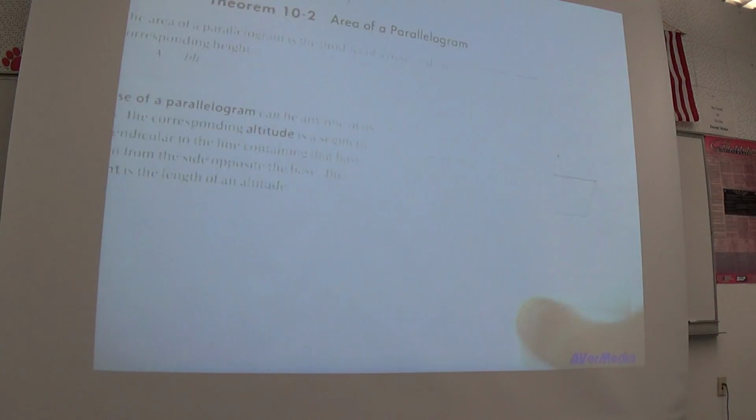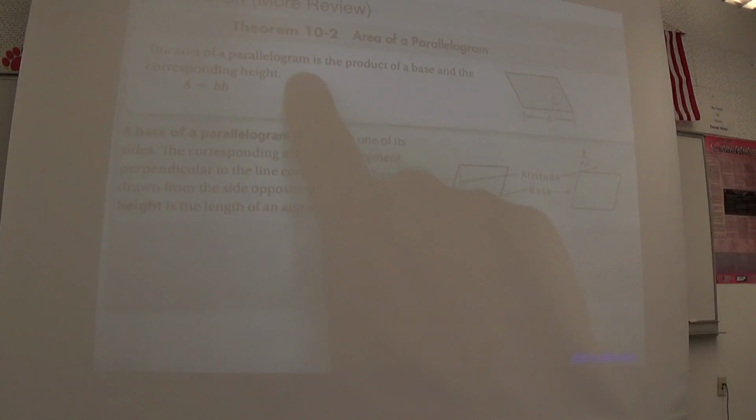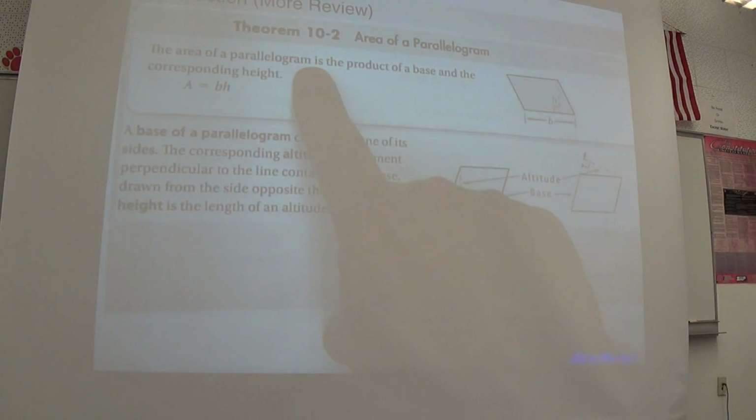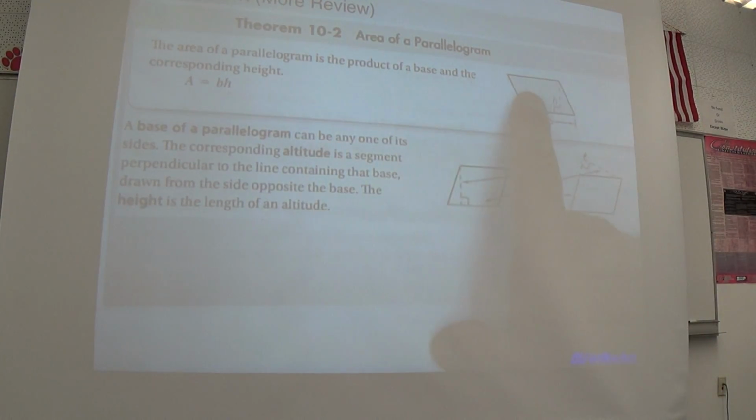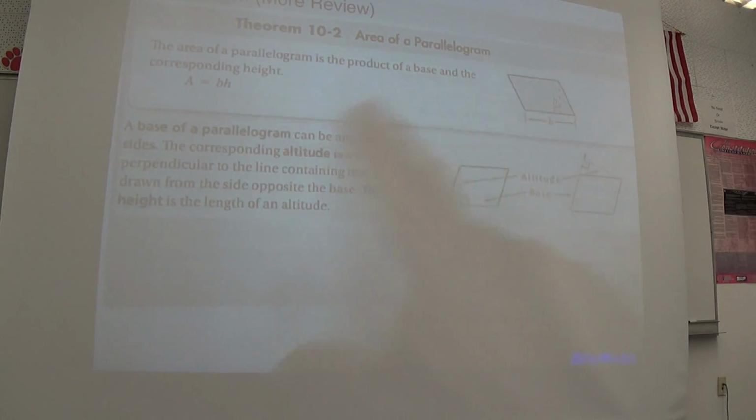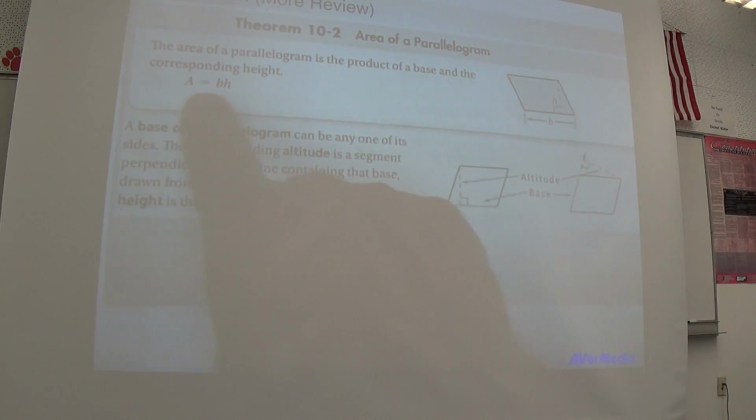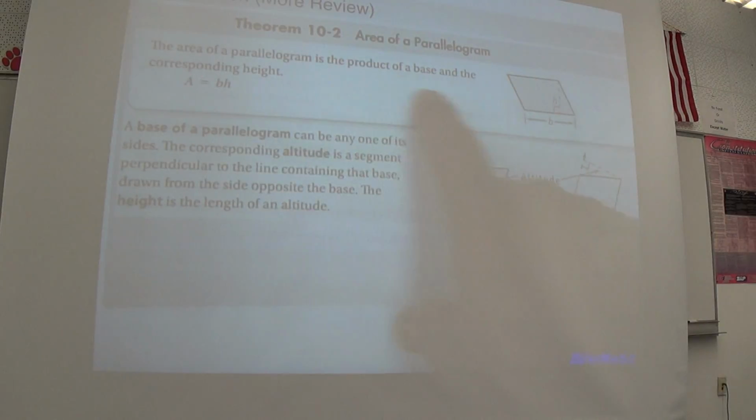So when we talk about the area of a parallelogram, now this isn't necessarily a rectangle, right? This is a parallelogram, just meaning that it has two opposite sides that are parallel. And of course those opposite sides are congruent. So the area of a parallelogram is a product of a base and the corresponding height. So it has the same formula as the area of a rectangle.